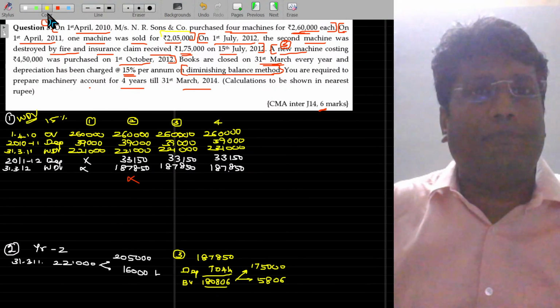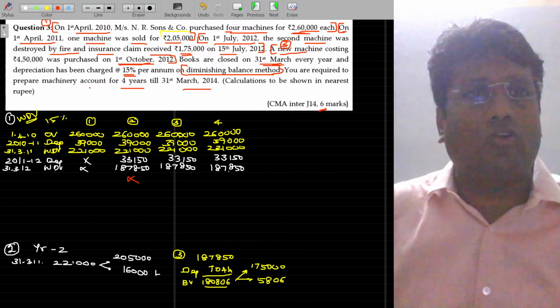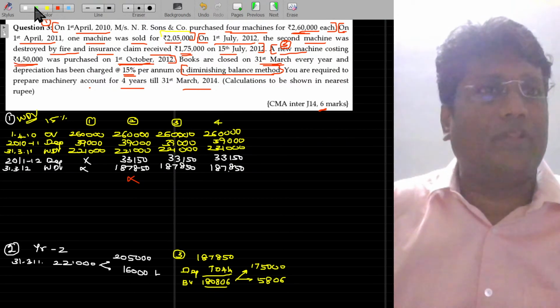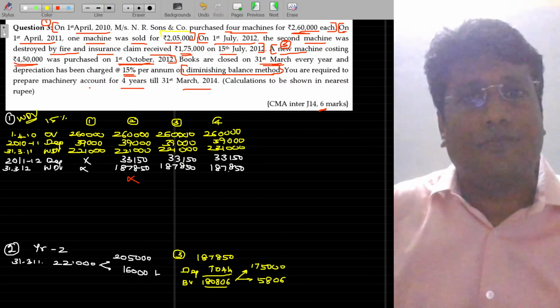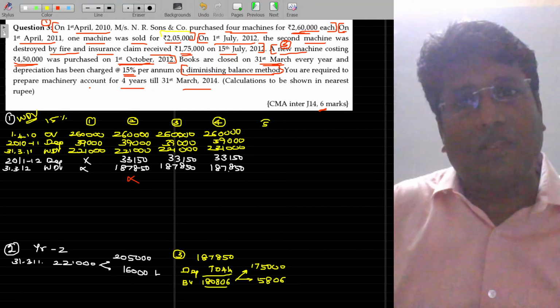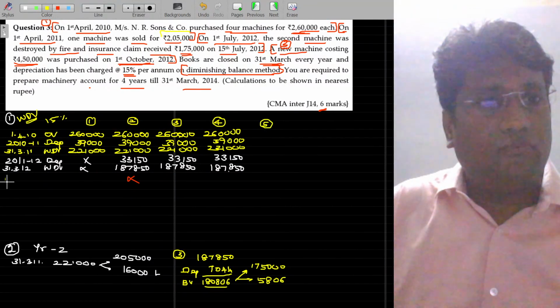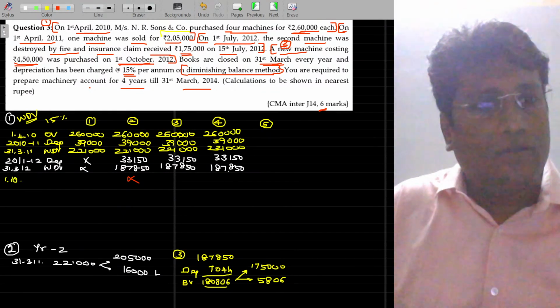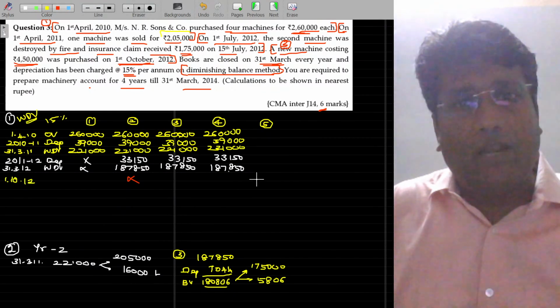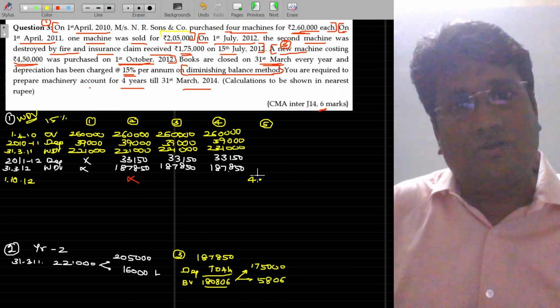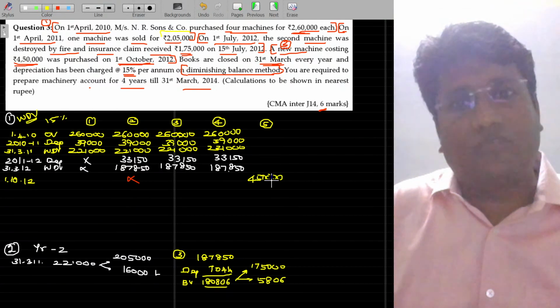In the same year, we purchased one more asset on 1st October for rupees 4,50,000. So the fifth asset is purchased. Asset number 5, the date of purchase being 1st October 2012. The value of purchase being 4,50,000. Is that okay?